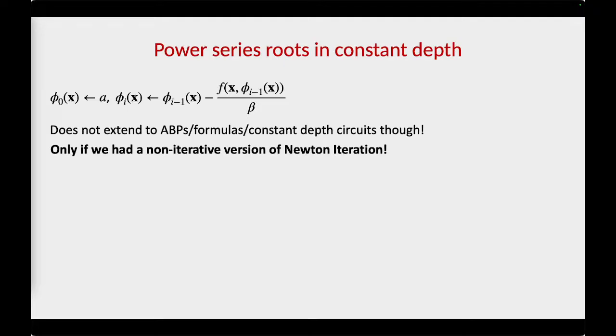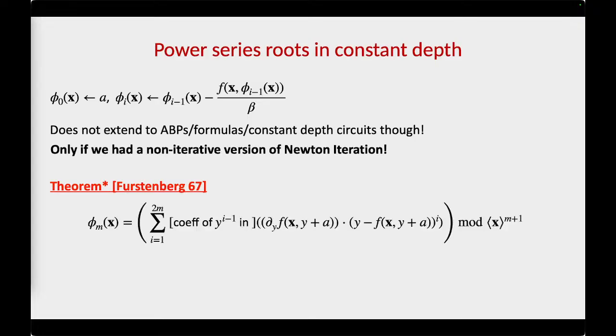Great. So there is a non-iterative version of Newton iteration which was discovered before Newton iteration in this form was discovered in the CS literature. This is from a paper of Furstenberg from '67. There's a star here because this is some massaging of it with some work, but it will be in a form that we can use off the shelf. So here's a non-iterative description of phi sub m. This is the same phi sub m that we constructed iteratively, and Furstenberg, with some work, essentially gives you a closed form expression for what phi sub m looks like.